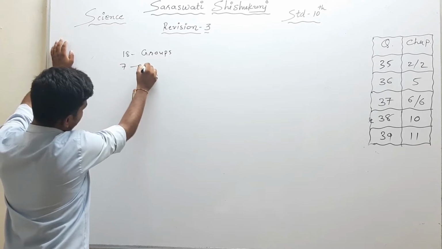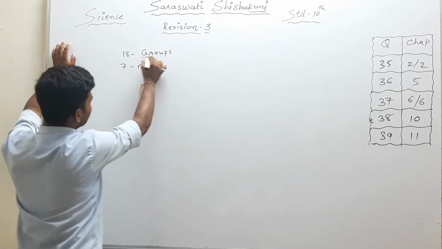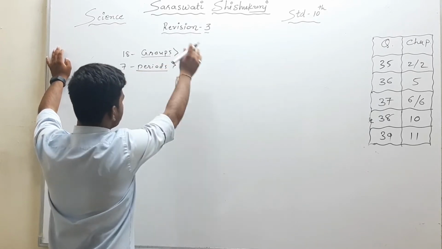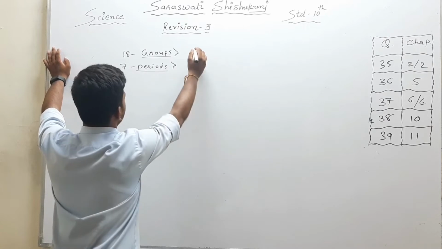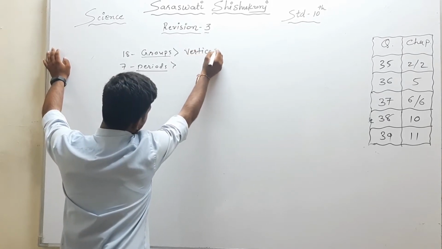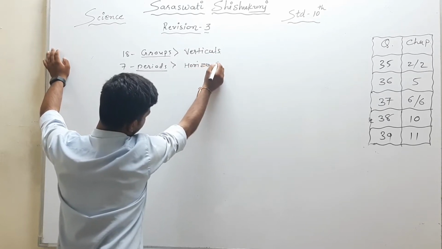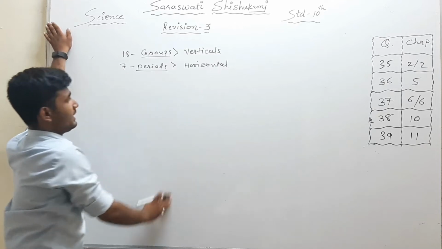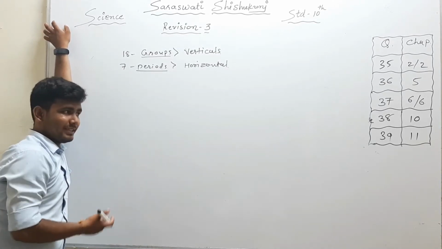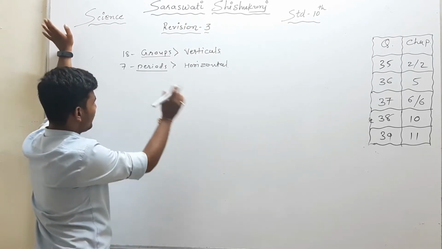and 7 periods. Okay, now what do groups mean and what do periods mean? So we can understand that groups are vertical lines and periods are horizontal lines in our modern periodic table. Now, if we talk about some trends related to our modern periodic table, here we are going to discuss 2 trends of it.